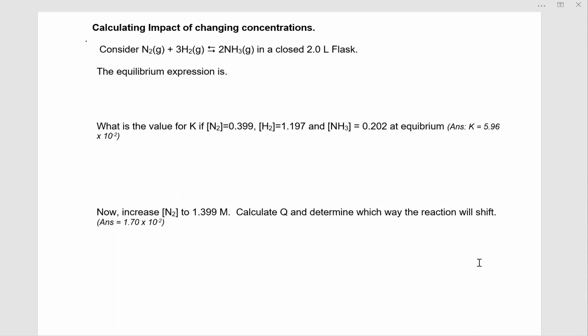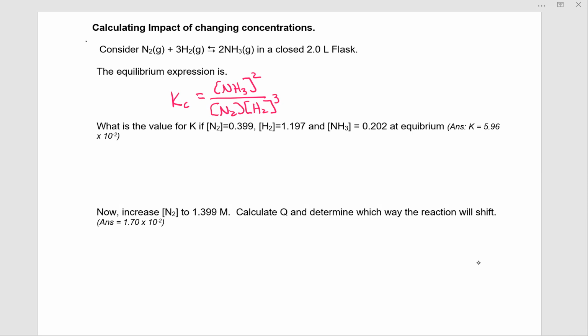The first thing is to write the equilibrium expression, and in this case, we're going to use Kc. So we should be able to rather quickly write down that Kc is the ammonia concentration squared over the nitrogen concentration multiplied by the hydrogen concentration, all cubed. So here is the question. What is the value for K?